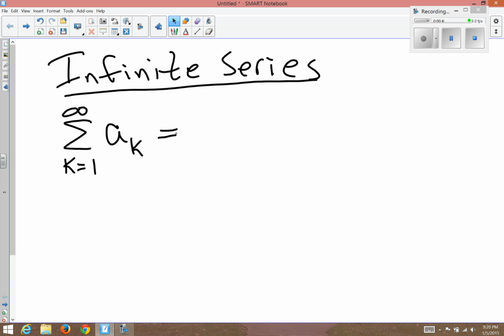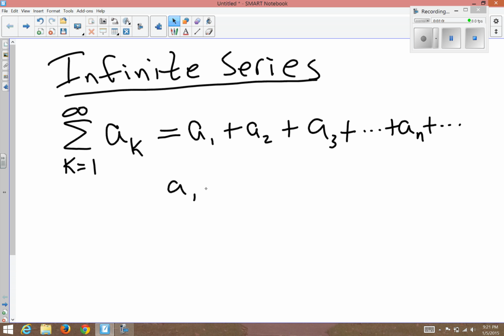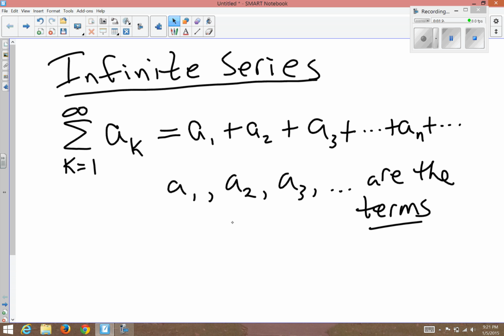And the meaning of this symbolism is A sub 1 plus A sub 2 plus A sub 3 plus dot dot dot plus A sub n plus dot dot dot, forever. These terms, A sub 1, A sub 2, A sub 3, etc., are called the terms of the series. A sub n is called the nth term.